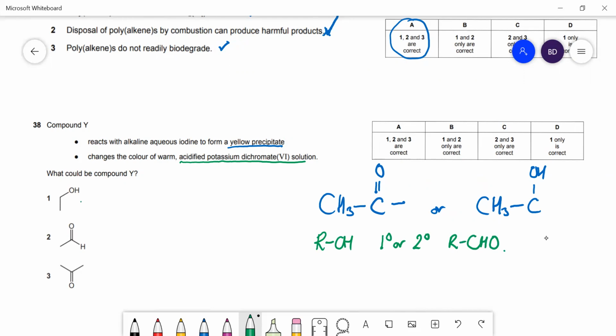Well, ethanol will do both. Yeah, it's an alcohol, and it's got this CH3 group next to the alcohol. That's a positive iodoform test. 2, yeah, it's an aldehyde, so that will react with the dichromate, and you've also got the methyl group next to the carbonyl, so that will give you an iodoform test. 3 will give you a positive iodoform test, but you can't oxidize it, so it's not that. So it's 1 and 2, which is B.